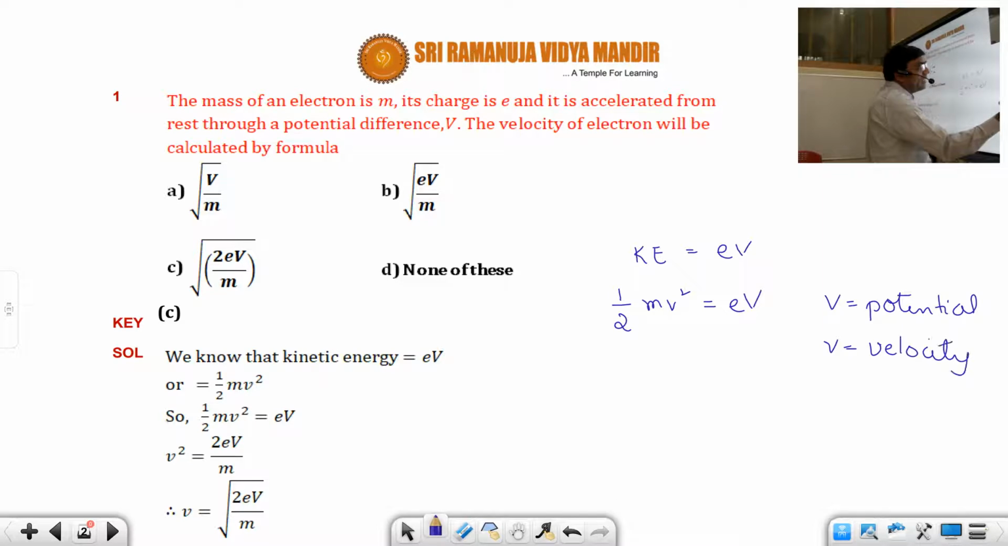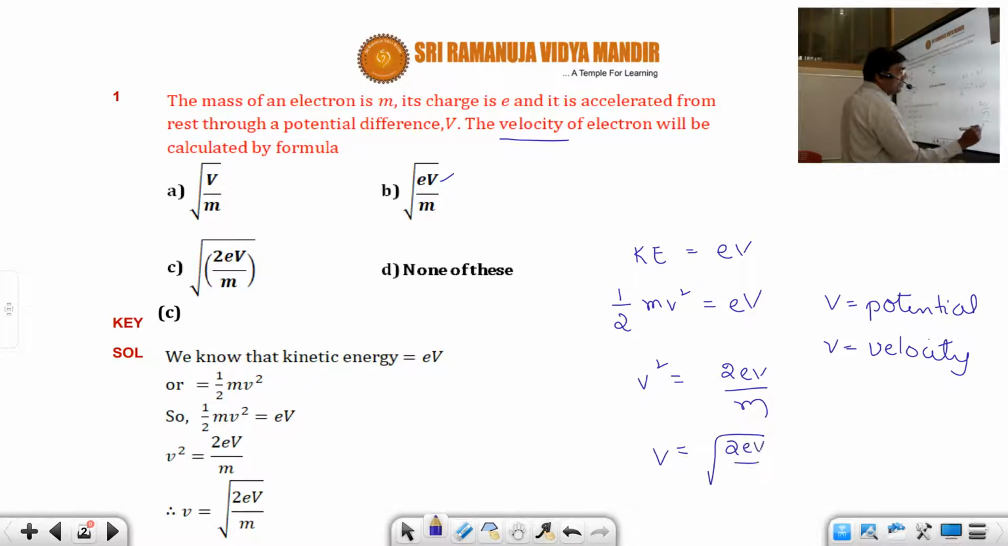In the options there is a relation between the velocity and the potential, so you have to establish that. It's pretty simple, you know very well. v square is equal to 2eV by m. Naturally v is equal to root over 2eV by m. Whenever you accelerate an electron with a potential, it moves with some kinetic energy, and that kinetic energy depends on the potential you apply. I hope you understood. That is how you can solve this numerical.